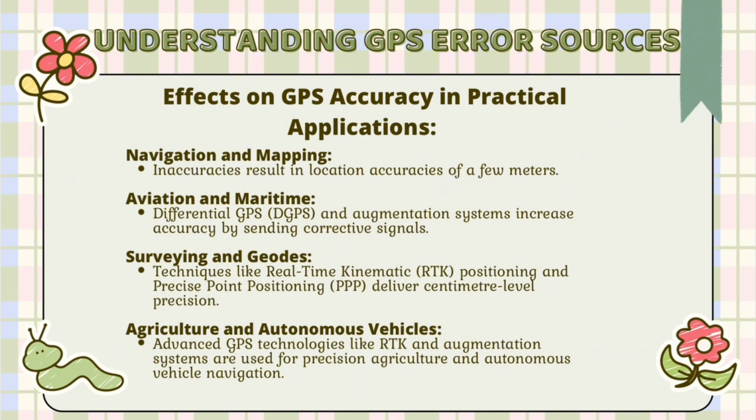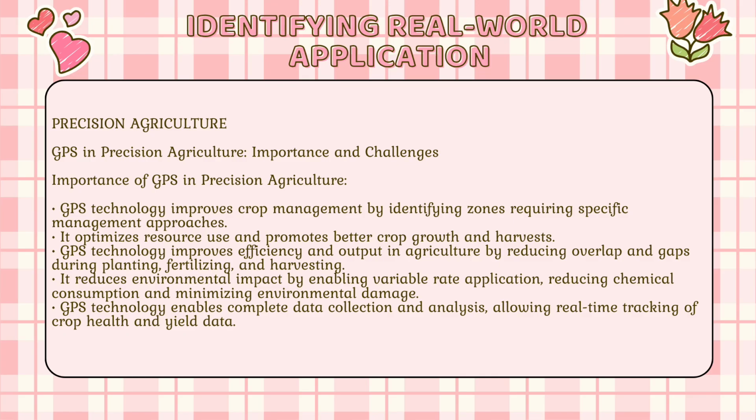centimeter level precision. And lastly, agriculture and autonomous vehicle. Advanced GPS technology like RTK and optimization system are used for precision agriculture and autonomous vehicle navigation. Identifying real-world application. So, the importance of GPS in precision agriculture. GPS technology improves crop management by identifying zones requiring specific management approaches.